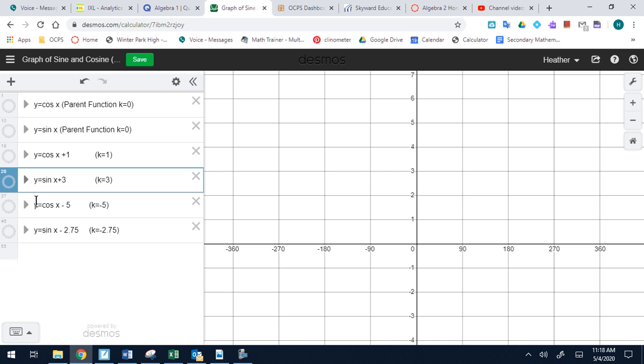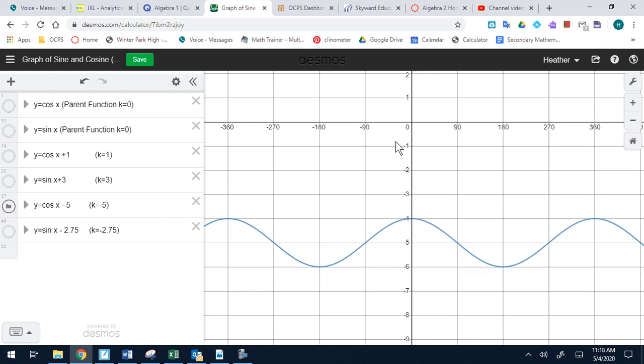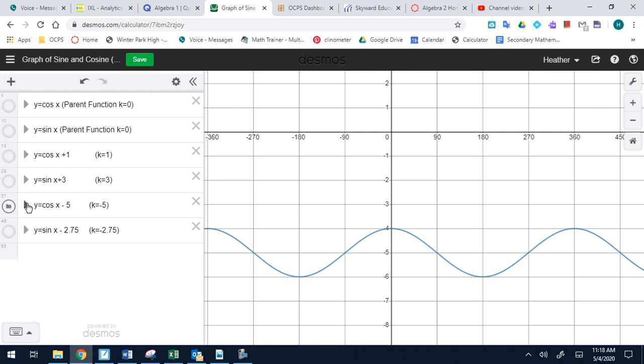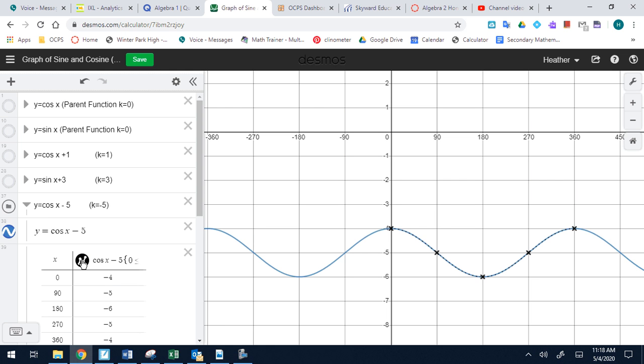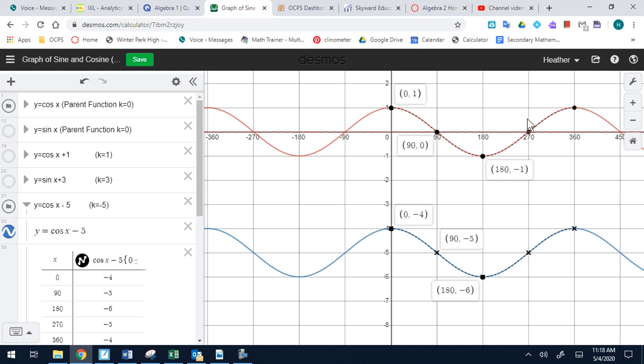Now, if it's negative, what would you expect to happen? You would expect it to go down. So see, right there, there's my cosine of x minus 5. So I'm still completing one full cycle in 360 degrees. And again, what's happening? I am subtracting 5 from the y values. 1 minus 5 is negative 4. 0 minus 5 is negative 5. Negative 1 minus 5 is negative 6. And so on. So when I change my k, I'm changing my y values.